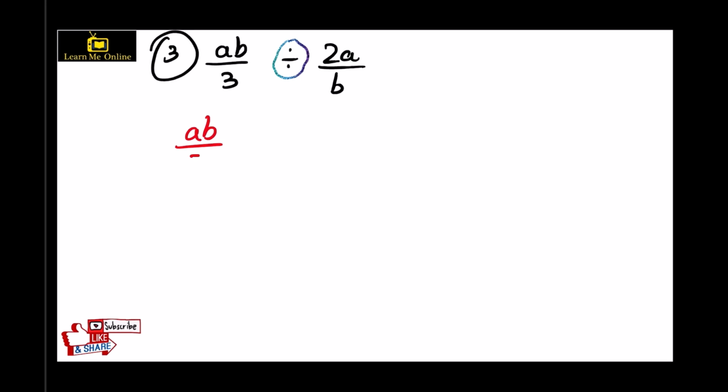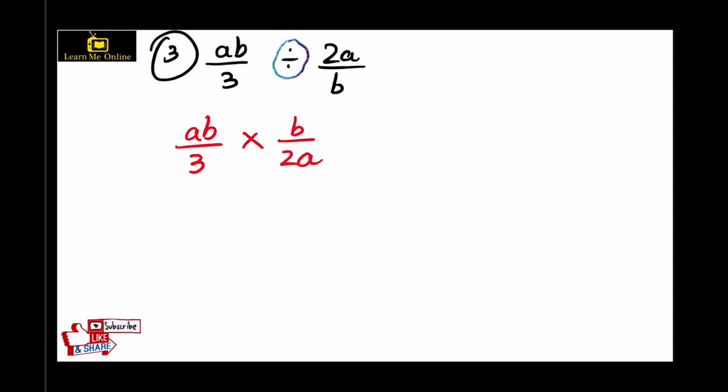We're going to have a look at a slightly harder one. The next example is ab over 3 divided by 2a over b. We have the divide sign in between, so the first thing is to change this division sign into multiply. Whenever we change the division sign into multiply, the first fraction is kept, then we change the sign and flip the second fraction. So the second fraction becomes b over 2a.